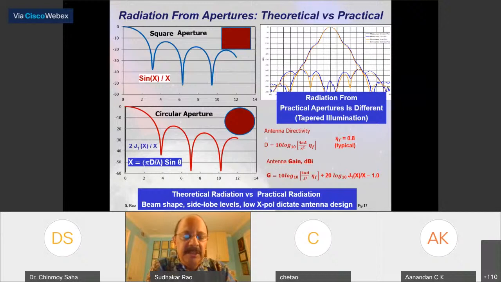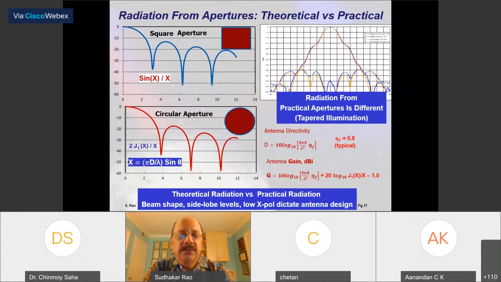Here d is the diameter of the aperture, and J1 is the Bessel function of the first kind. The 2 is just a normalization constant, because J1(x) over x at x equal to 0 is 0.5. You can see the circular aperture has about 17.5 or 17.8 dB, and the square aperture has about 13.2 dB.